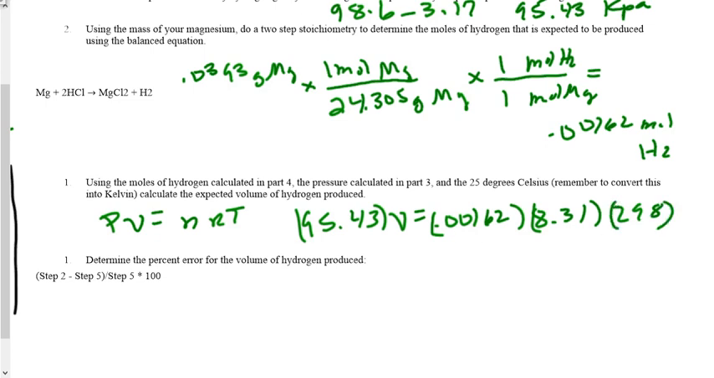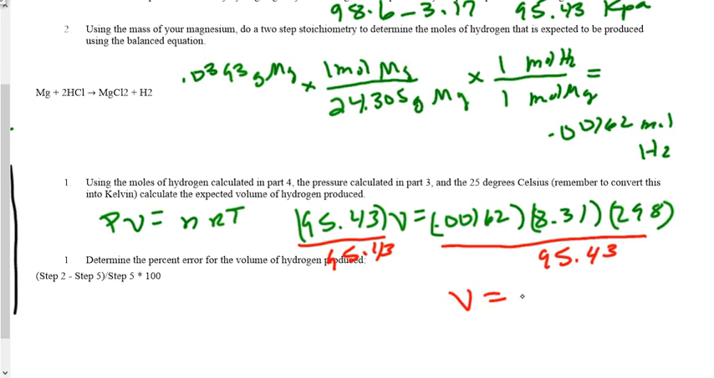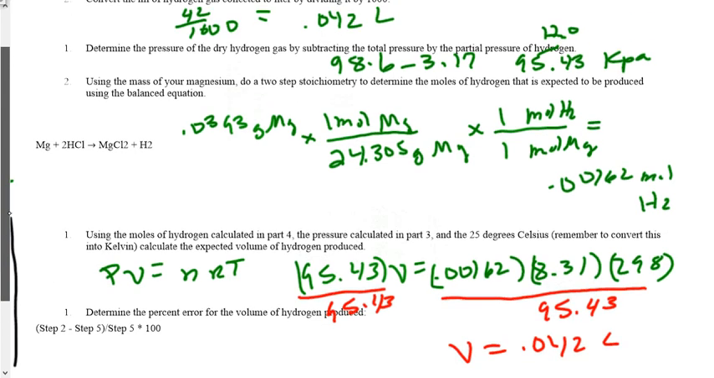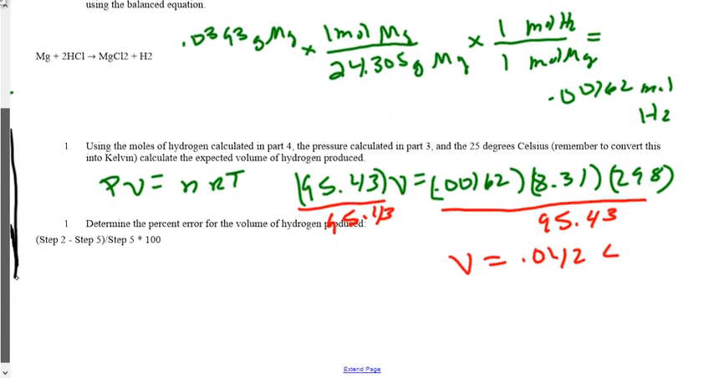Okay, now I need to get volume by itself. So I'm going to divide both sides by 95.43. That'll let me get volume all by itself. And the volume comes out to be 0.042 liters. That's exactly what we calculated above here. So I'm getting lucky this time, 0.042 and 0.042.